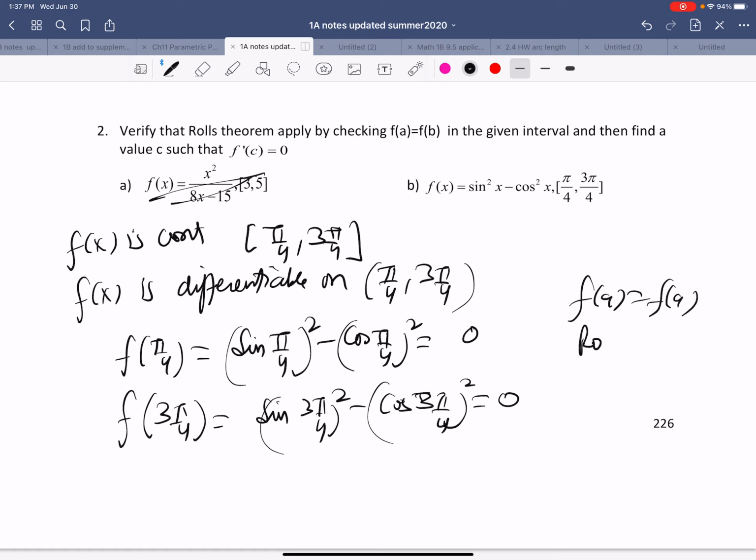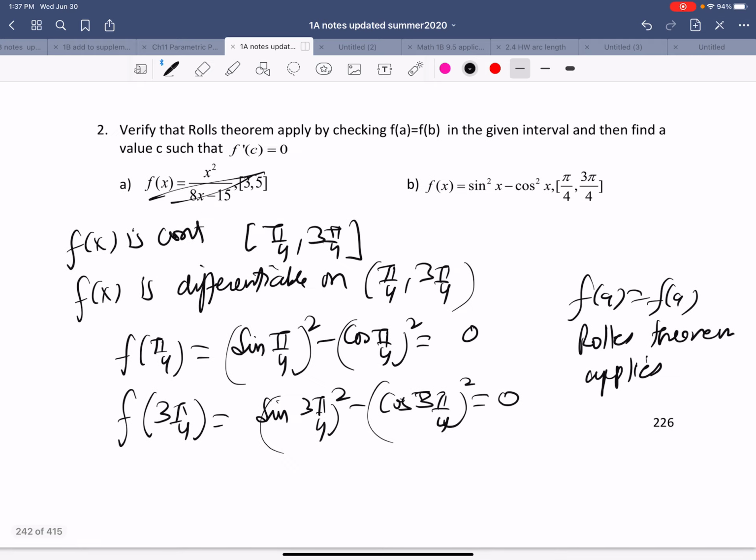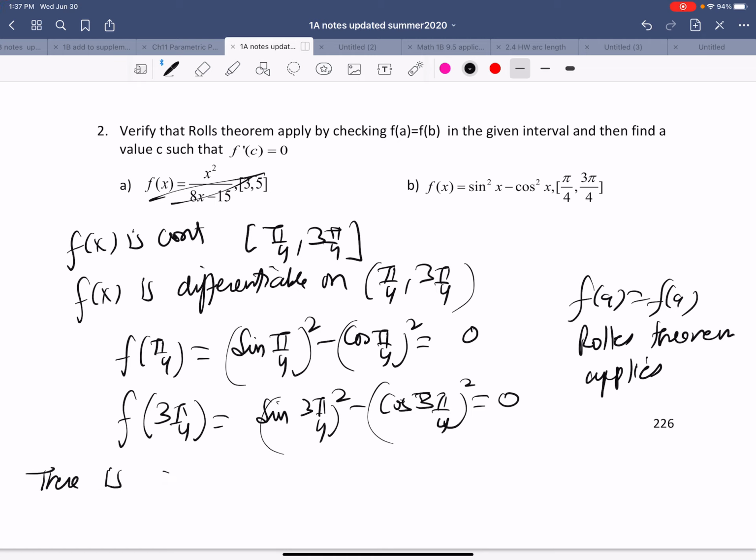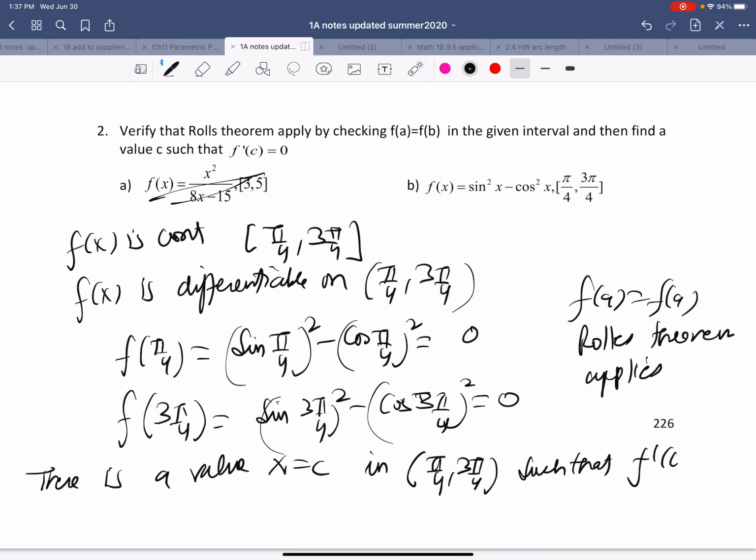Thus Rolle's theorem applies. Rolle's theorem says that there is a c in the interval. There is a value x equals c in the interval pi over 4 to 3 pi over 4, such that f prime of c is equal to 0. Okay, so let's go ahead and find the derivative in this case. What's going to be the derivative here? And then we set the derivative equal to 0 to solve for c.